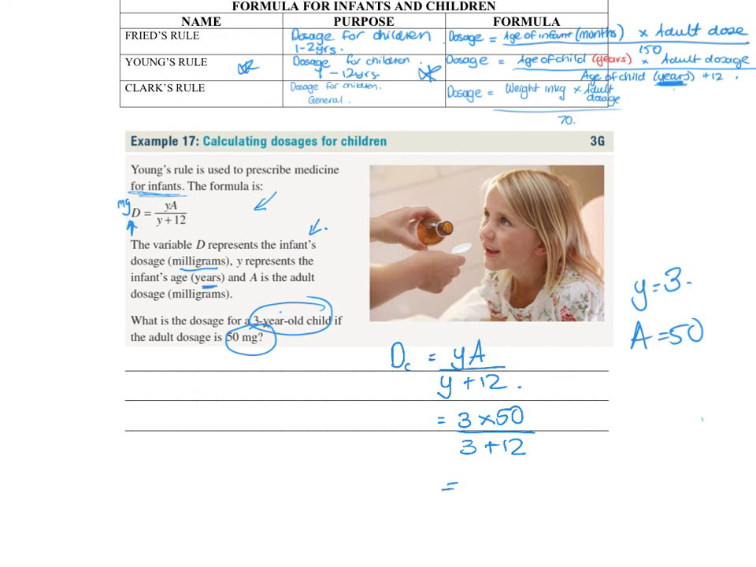Yep. So if you wanted to enter that directly into your calculator, you could put brackets in, and then press divided by, or you can just go, well, what's 3 times 50? 150. And what's 3 plus 12? 15. So what would that be? 10. Okay, but 10 what? Milligrams. Okay, 10 milligrams. So get that down.